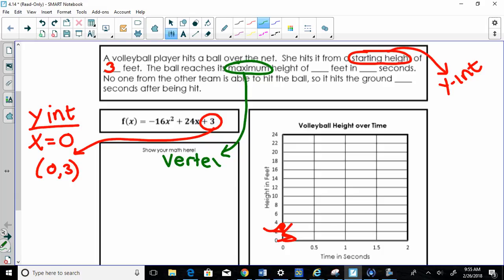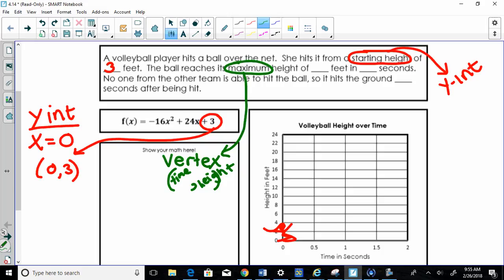And so first we need to figure out what's the x-coordinate and the y-coordinate. The x-coordinate, what's your x-axis say? Right here, time in seconds. So we know that this has to be time, the x-coordinate. And what does your y-coordinate have to be? The height. And so they're looking for the maximum height, so that would be your y-coordinate, feet in blank seconds.